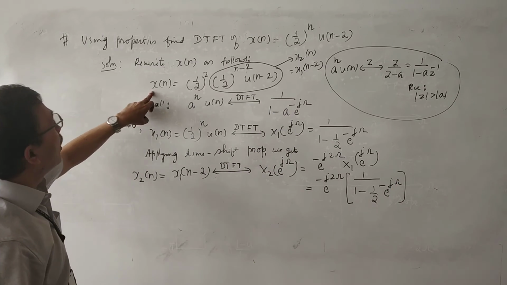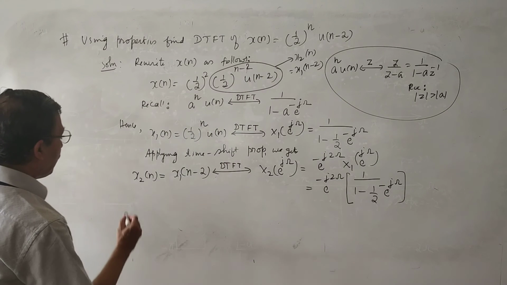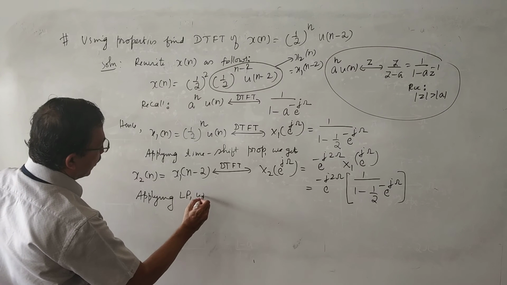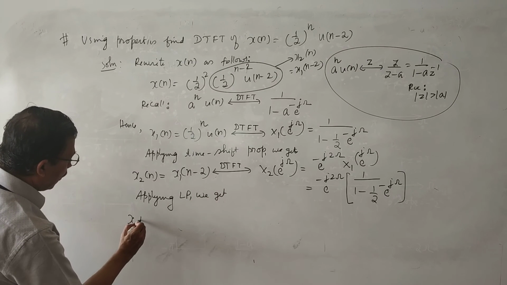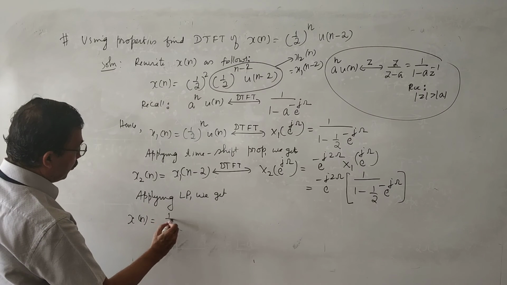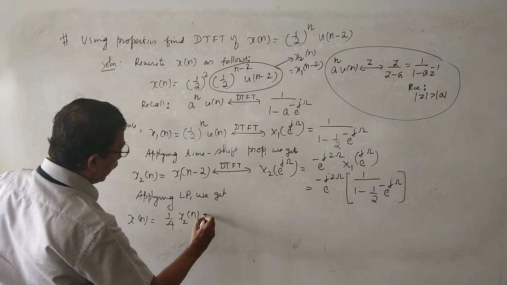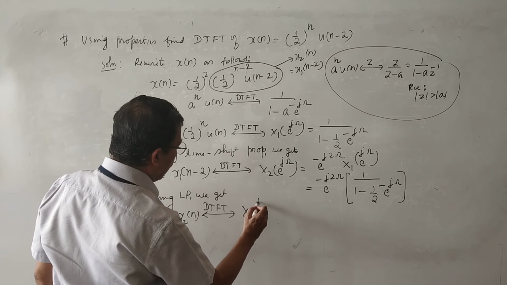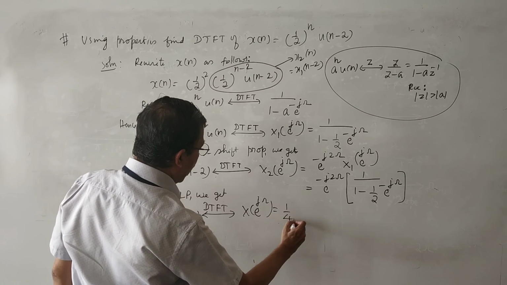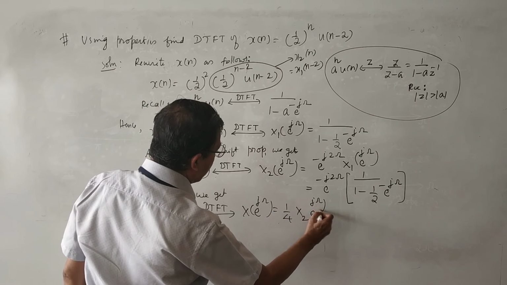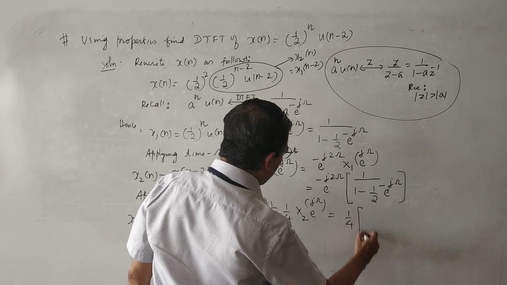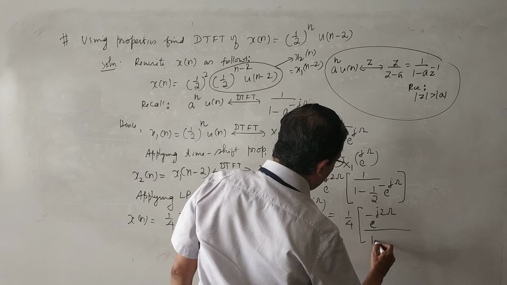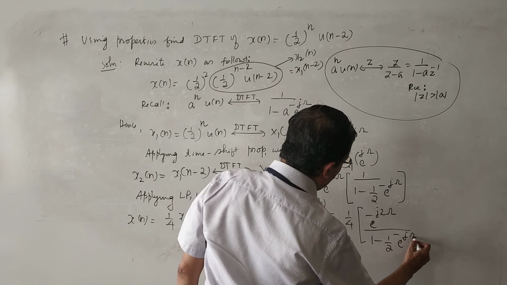What is x of n? Half square into x2 of n. Applying linearity property, we get x of n is equal to half square, meaning 1 by 4, into x2 of n, which will have a discrete time Fourier transform x of e power j omega equals 1 by 4 into x2 of e power j omega equals 1 by 4 into e to the power minus j2 omega divided by 1 minus half into e power minus j omega.